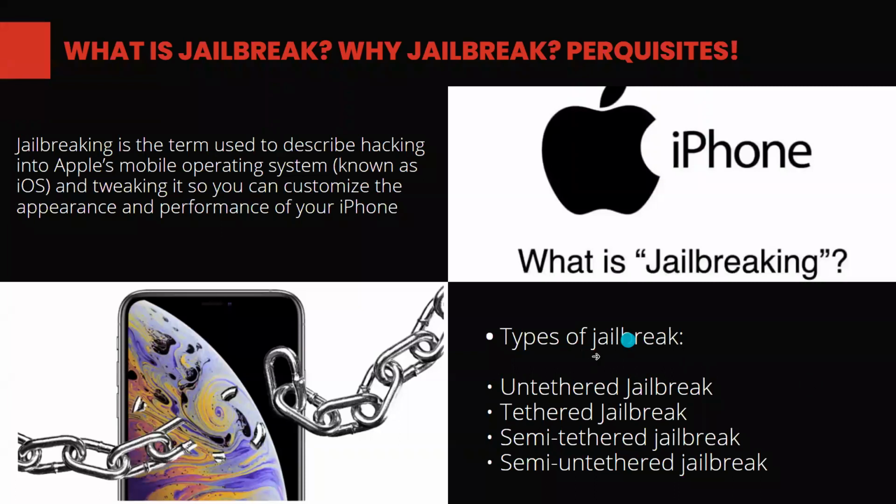So, types of jailbreak. It's similar to the concept used in rooting a device. Okay, so we'll jump to the types of jailbreak. There are four types of jailbreaks. The first one is the untethered jailbreak, which is the type of jailbreaking in which the device remains jailbroken even after a reboot. So this is known as a permanent jailbreak.